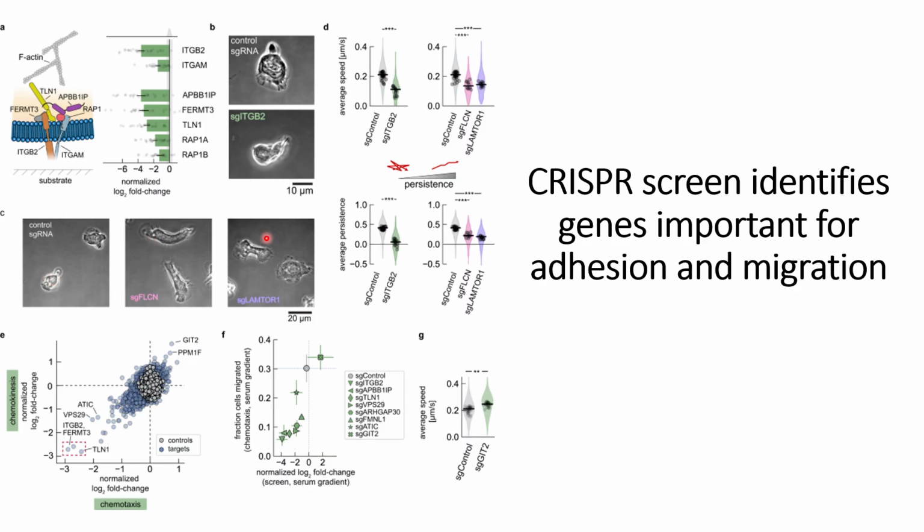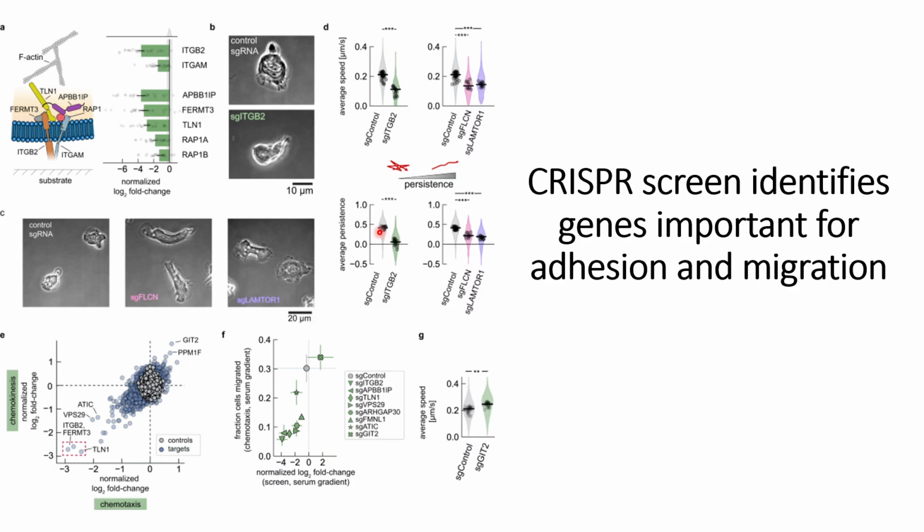Thereafter, they checked the average speed of these knockout cells compared to the control, and they are able to see that the ITGB2 knockout cells have a low average speed compared to the control, and the FLCN knockout and mTOR1 knockout also have a lower average speed compared to the control. Thereafter, they checked the persistence, that is, whether they migrate in specific directions, and they can see that the persistence is also low in the ITGB2 knockout, FLCN knockout and mTOR1 knockout cases.